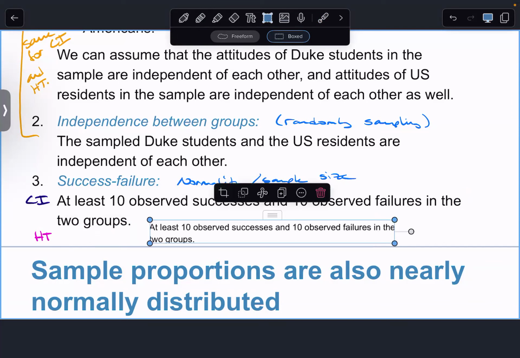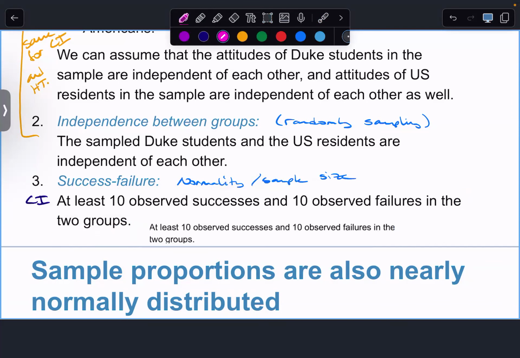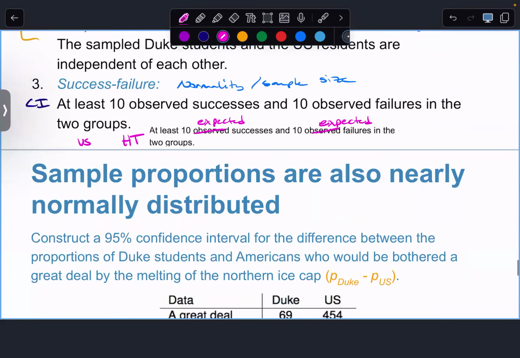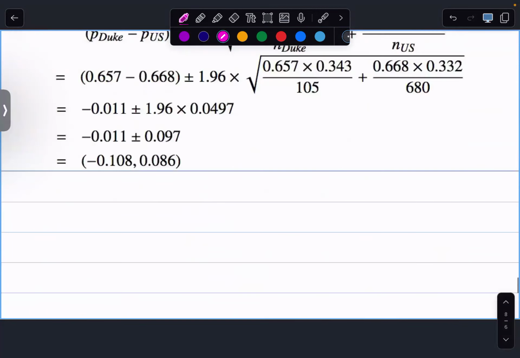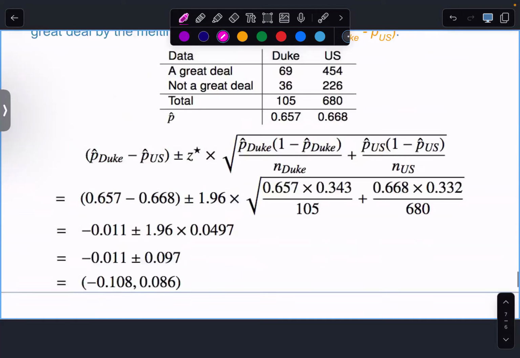Now for a hypothesis test, I'm going to copy this and paste it. Make it a little bit bigger. Move this over here. Versus a hypothesis test. Now we have to have at least 10 expected successes. That's the same as before for the one sample proportion, right? And we have to have at least 10 expected failures in the two groups. Okay. And that's the only difference.